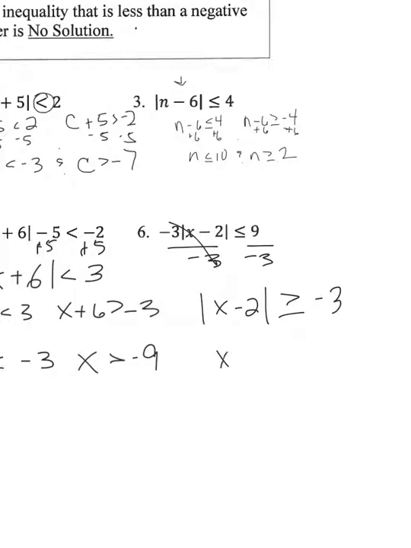So your two situations: x minus 2 is greater than or equal to negative 3, and x minus 2 is less than or equal to 3. So x is greater than or equal to negative 1, and x is less than or equal to 5. So those are your conjunction ones. The next thing we have are disjunctions.